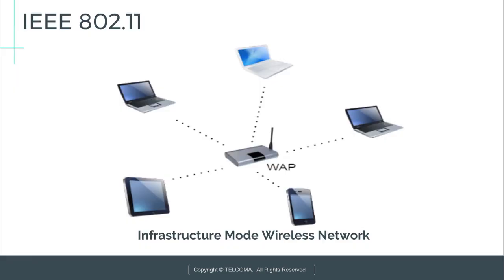This diagram shows the infrastructure mode wireless network where devices are connected to a single central WAP, a wireless access point, which may be a router or a hub that connects the devices together.